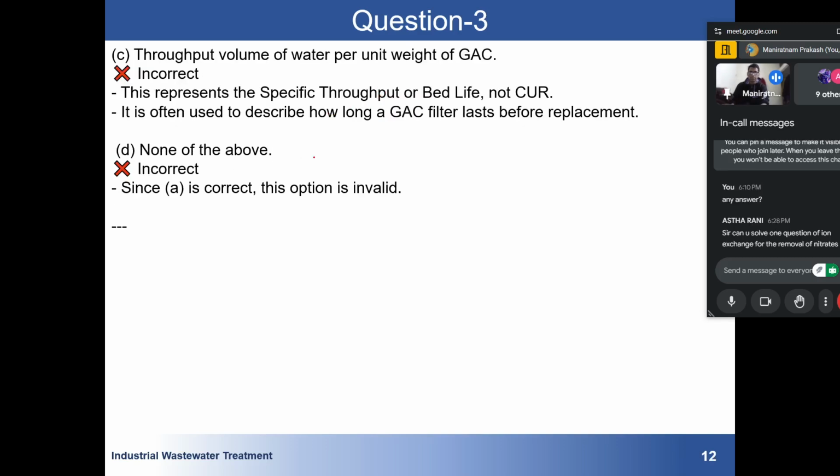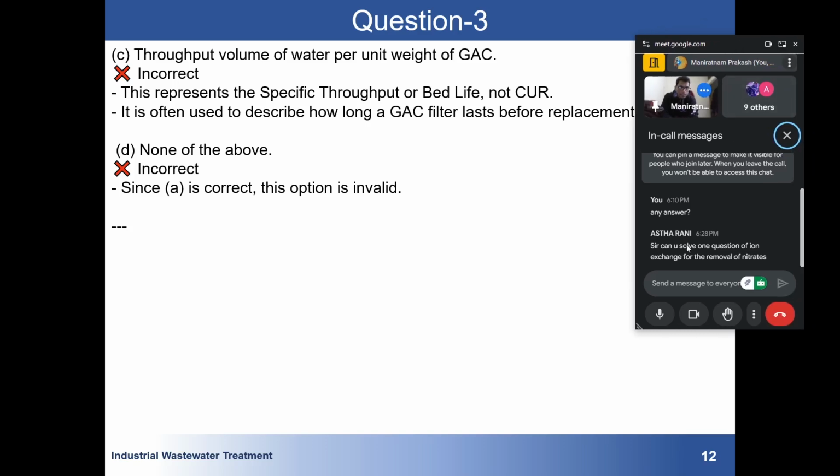Second option is this represent the... Sir, can you solve one question of ion exchange? Yes, I will solve that. I will go to that question only after this question. Let me finish this first.